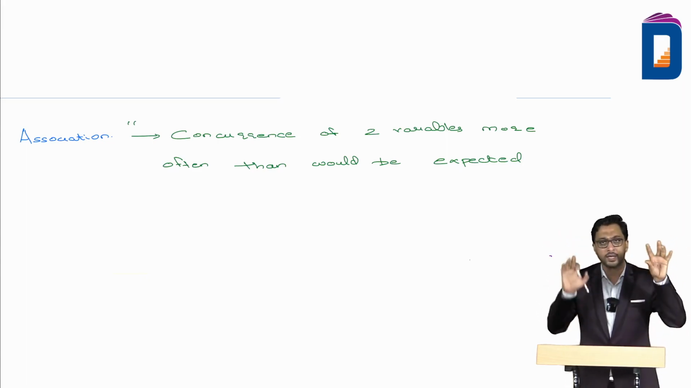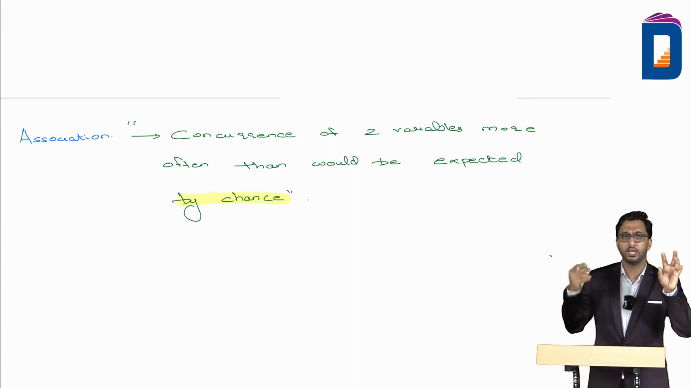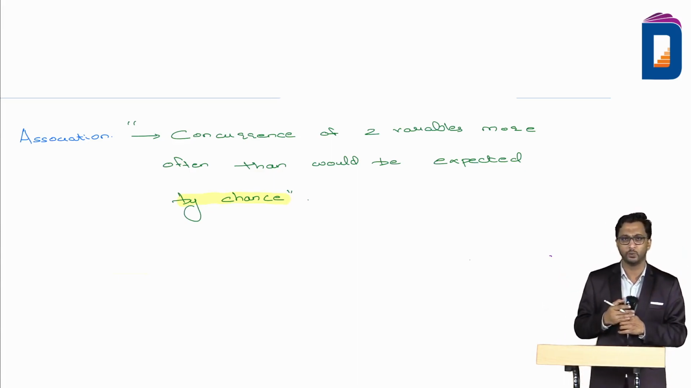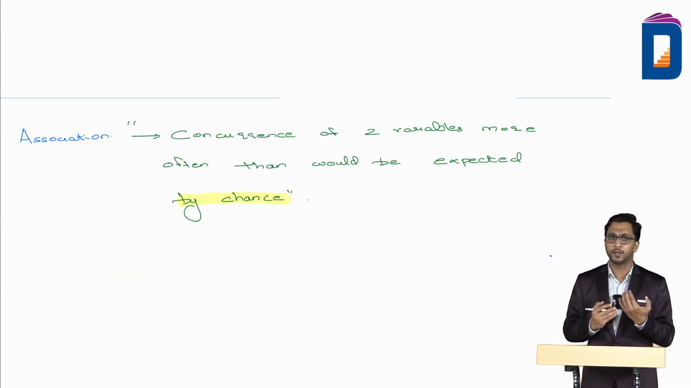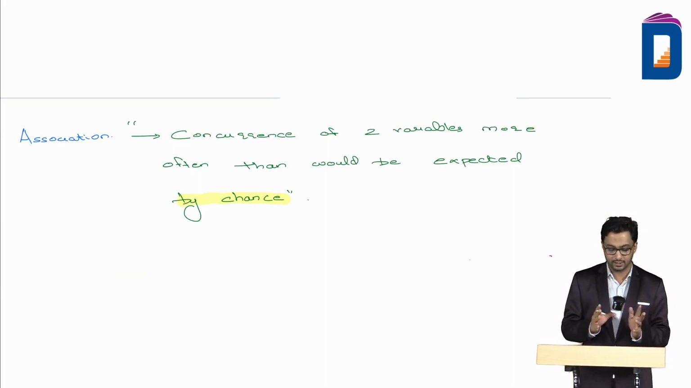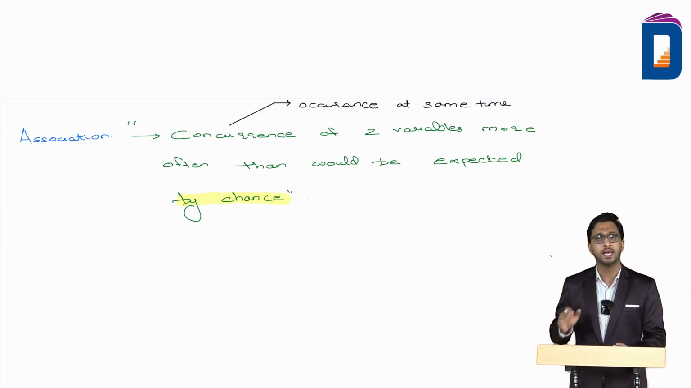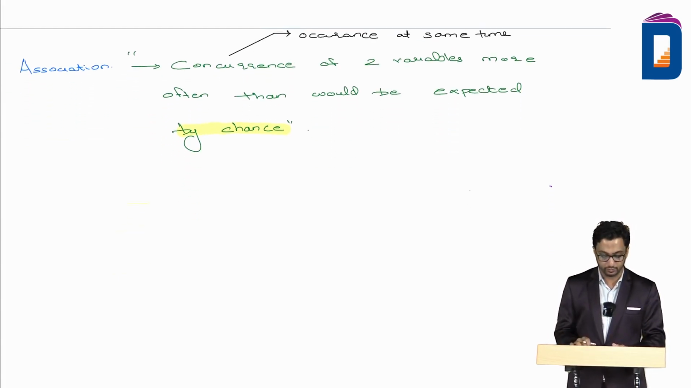So, concurrence, that is occurrence of two or more variables more often than would be expected by chance. That means smoking and lung cancer, if you see the connection once, you say it's by chance. If it's seen again, probably by chance. See the association again and again, and now you say that it's not by chance, there's some association between them. That is what association is: occurrence at the same time of two variables more often than would be expected by chance.